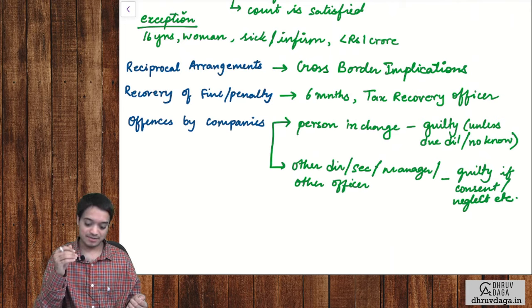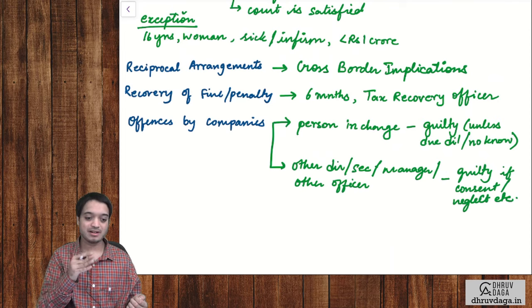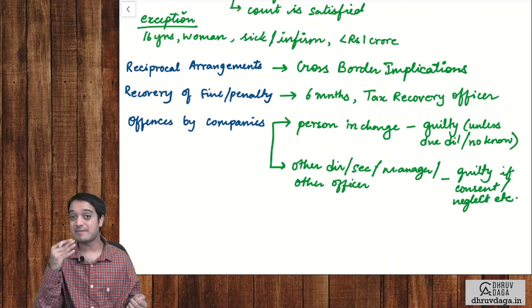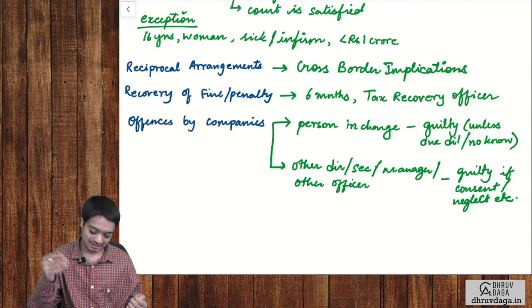Fines and penalties, if imposed under the PMLA, need to be paid within a period of 6 months. Otherwise, the officer under the PMLA will act as a recovery officer and have the same powers as a tax recovery officer under the Income Tax Act.